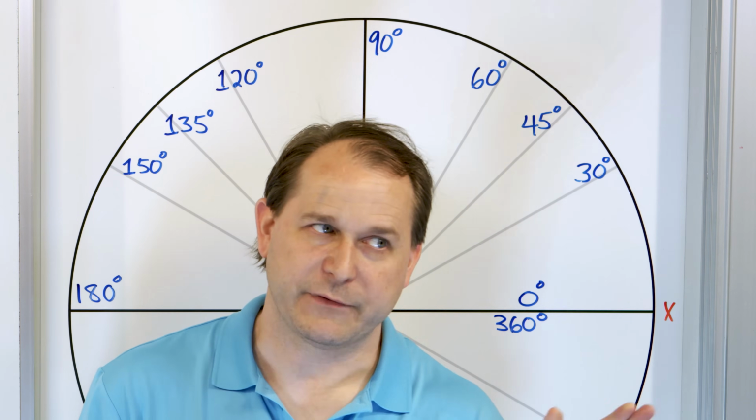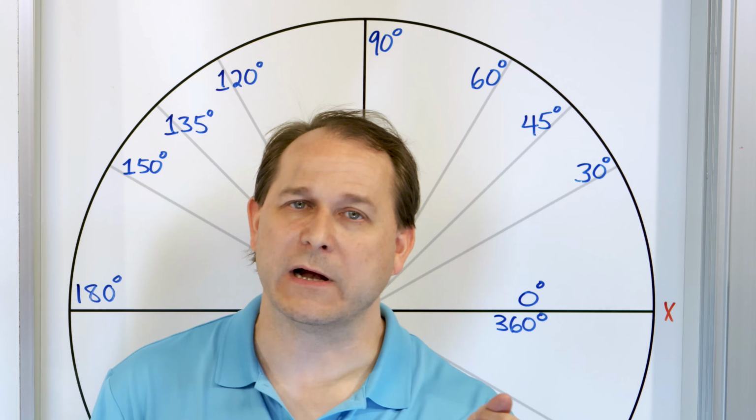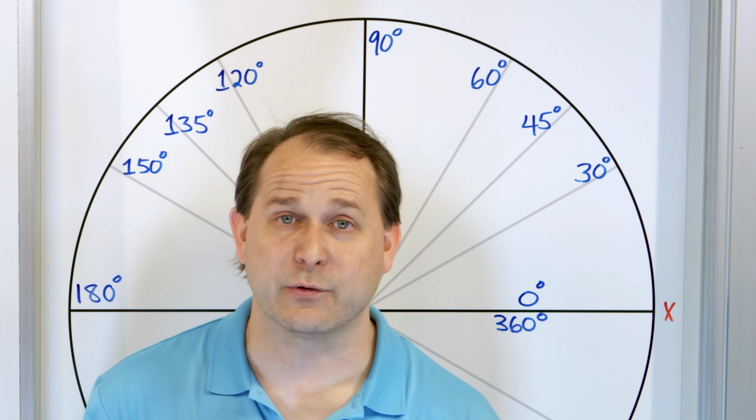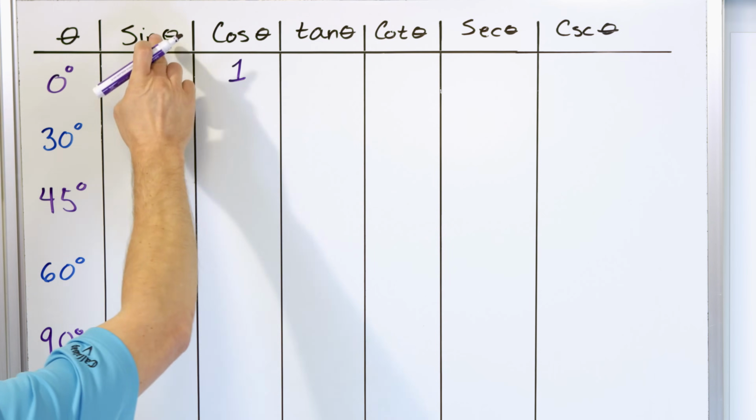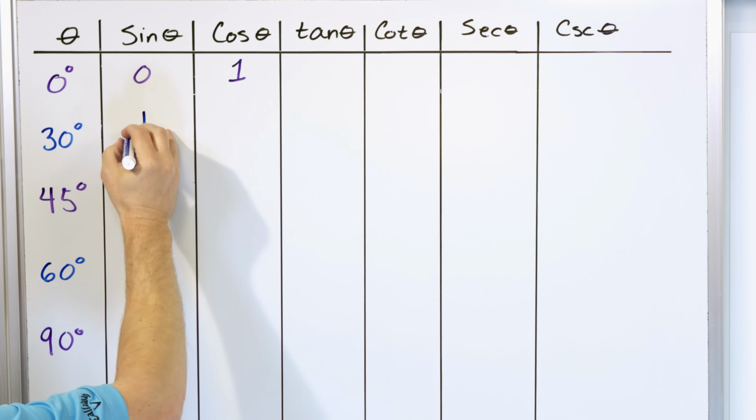Sine of 30 degrees is 1/2. Sine of 30 is 1/2. And you just have to keep saying it until you remember it. So if you go over here to this table, the sine of 30 degrees is, what did we just say it was? It's 1/2.